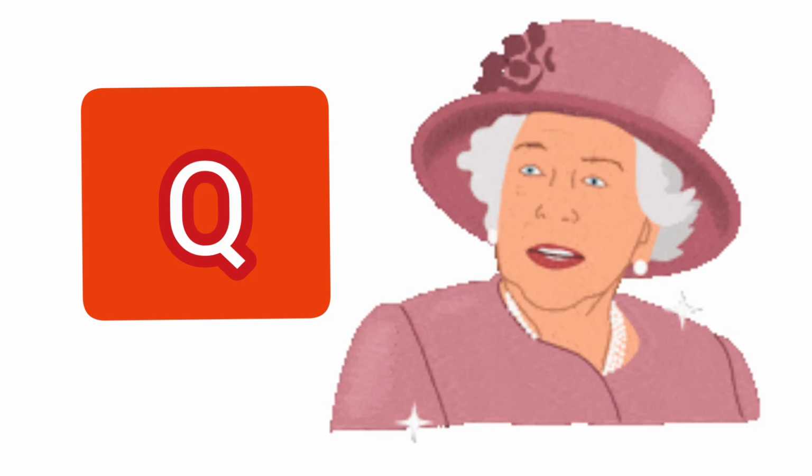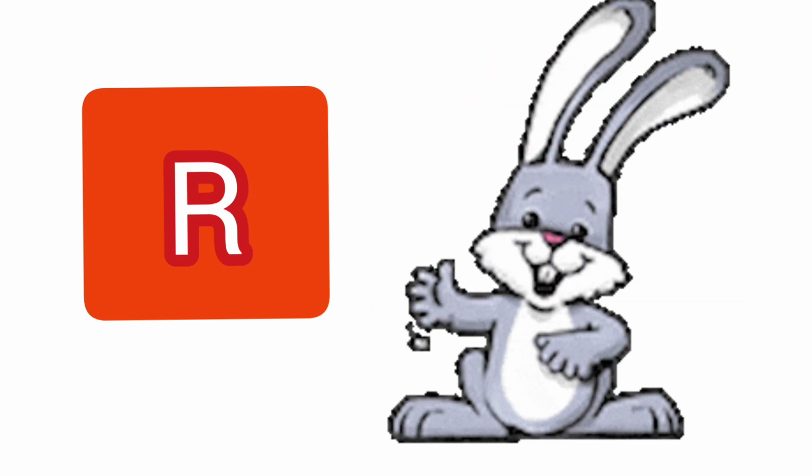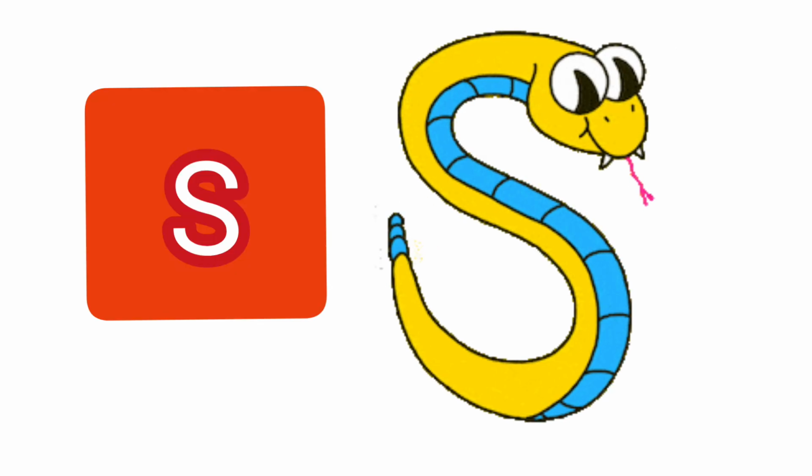Qu, queen. Q sound is qu. Now your turn. Take out sound. Qu. R for rabbit. R, rabbit. R sound is r. Take out sound. R. S for snake. S sound is s.